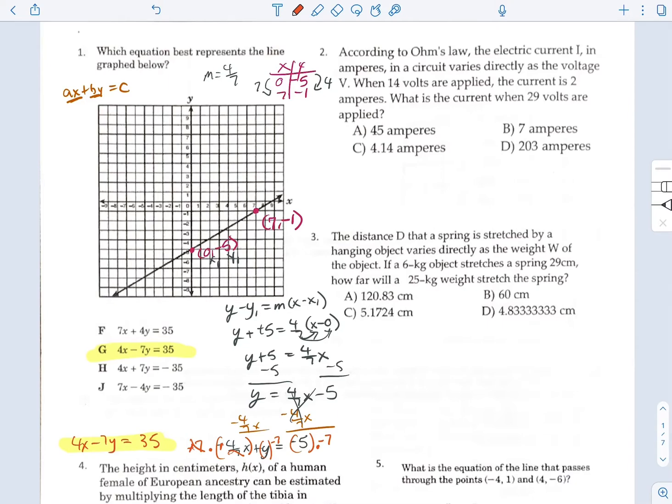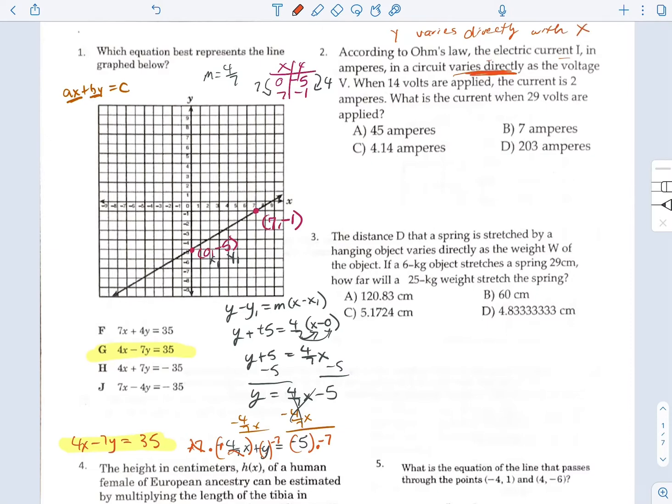Number 2, we already did this in class, where it says, according to Ohm's law, the electric current I in amps in a circuit varies directly as the voltage V. When 14 volts are applied, the current is 2 amps. What is the current when 29 volts are applied? Now, when we see this varies directly, we know we're talking about direct variation, right? And I may not have made this as clear yesterday, but we always say that Y varies directly with X.